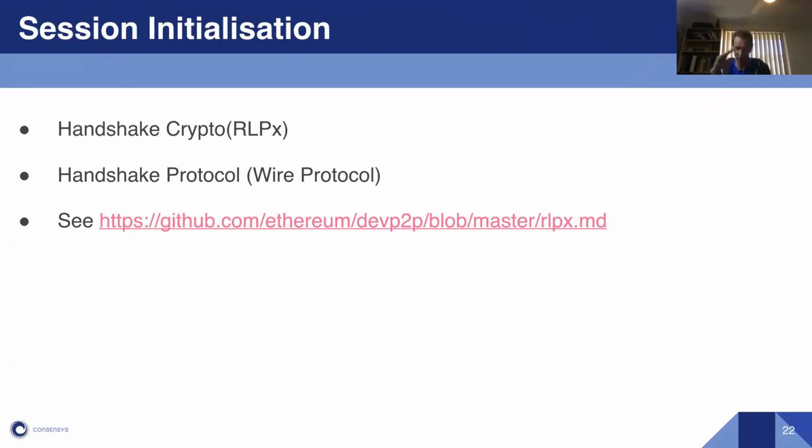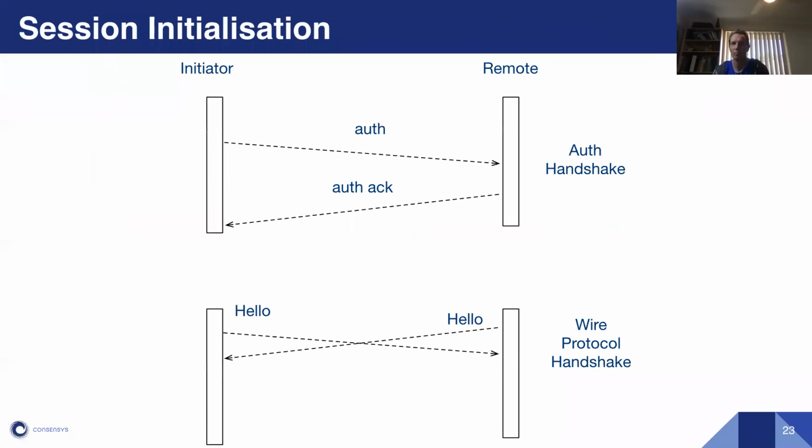And so this is part of where the blurring of the layers starts to happen. You can't actually use RLPx until you've got this wire protocol set up that has completed that handshake protocol within the wire protocol. So the session initialization looks like this. You've got the crypto handshake to start with at the top, or the auth handshake in that diagram, and then there's the wire protocol handshake.